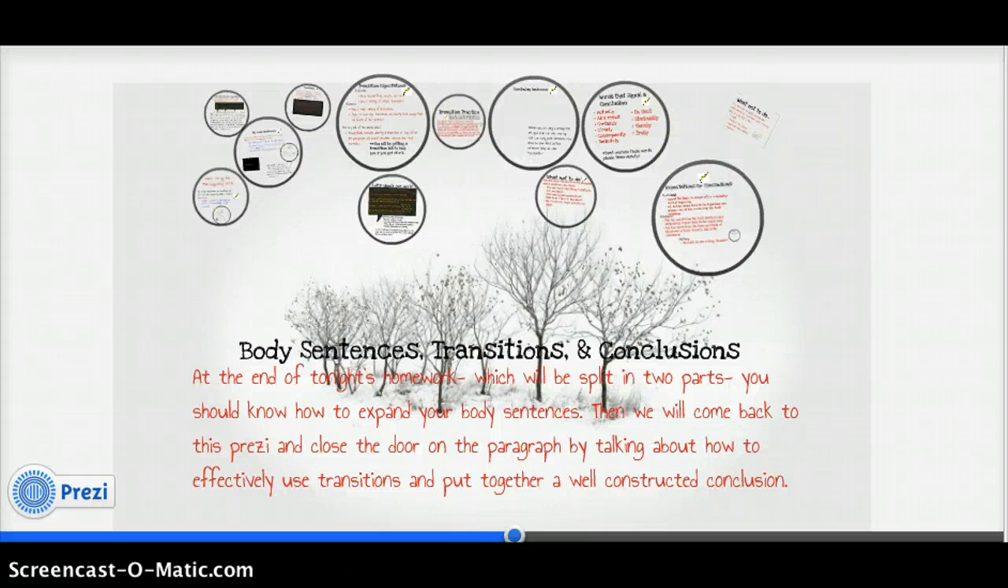All right, so tonight we're going to wrap up our review of the basic parts of a paragraph by talking about transitions and conclusions. By the end of tonight's homework, you should have an idea of what it takes to be at a mastery level for transitions as well as conclusions, and have gathered some ideas and some specific examples of those. So let's jump in. Don't forget that you are taking notes.